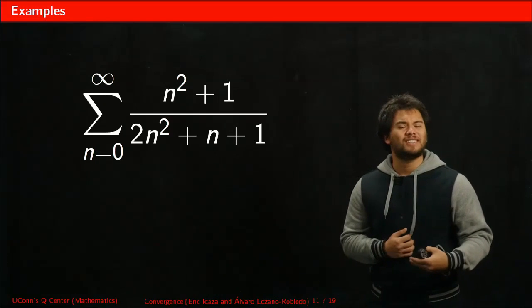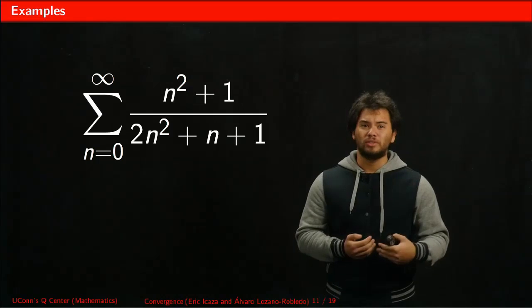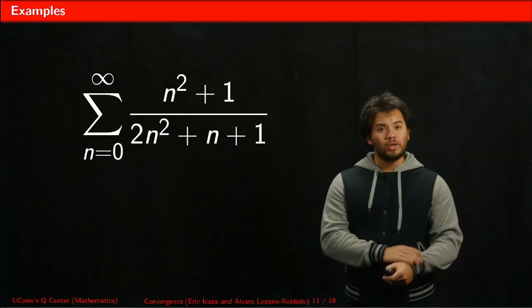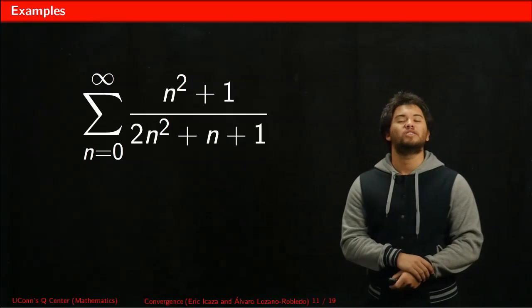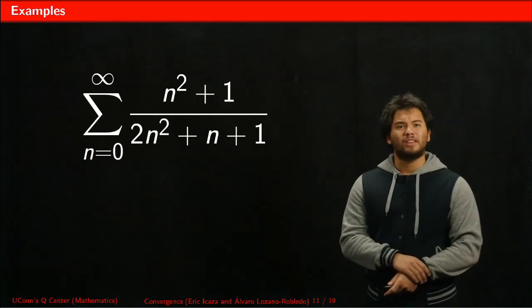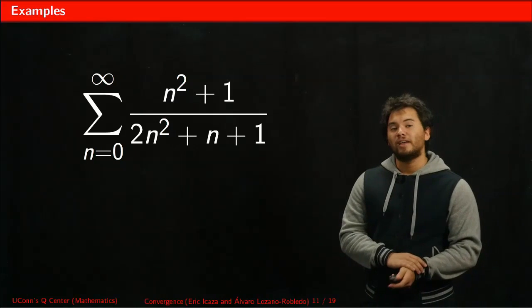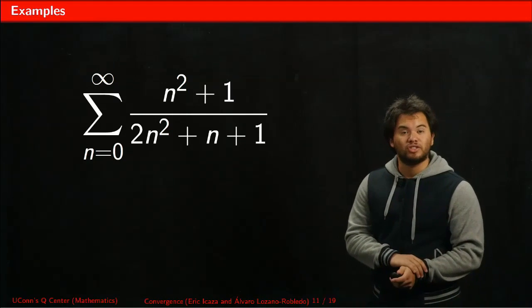The divergence test says if the limit of the terms does not go to 0, then the series is going to diverge. In this case, we can take the limit as n approaches infinity of n squared plus 1 divided by 2n squared plus n plus 1. At that point, we can determine that the limit is equal to 1 half. Now this is not equal to 0, so the series will diverge.